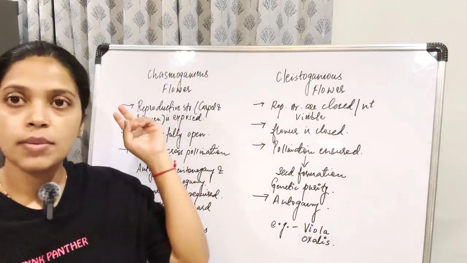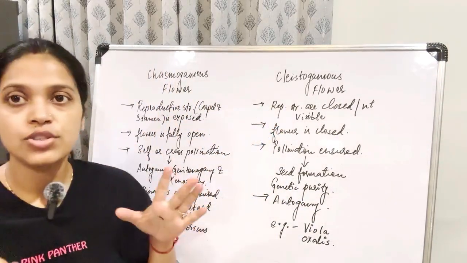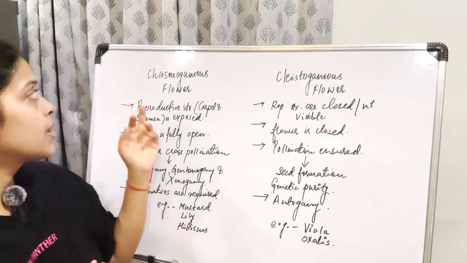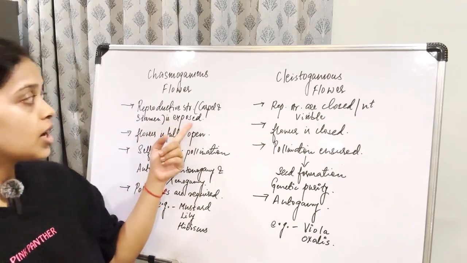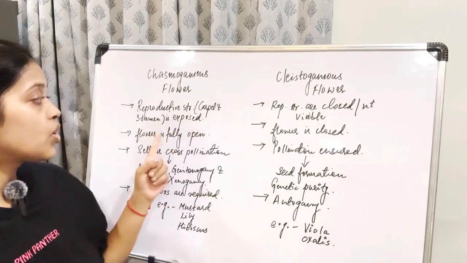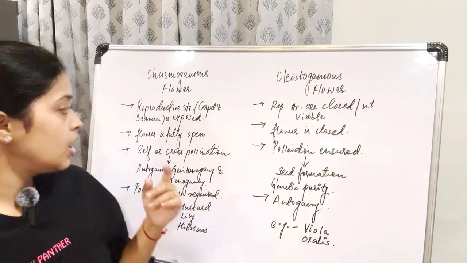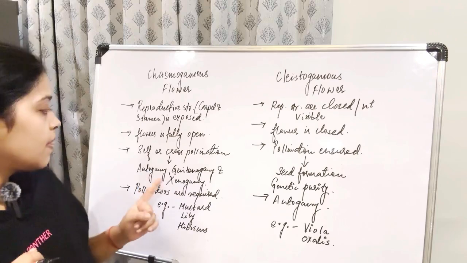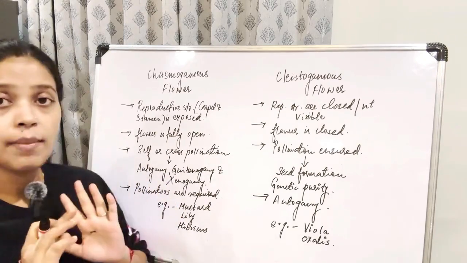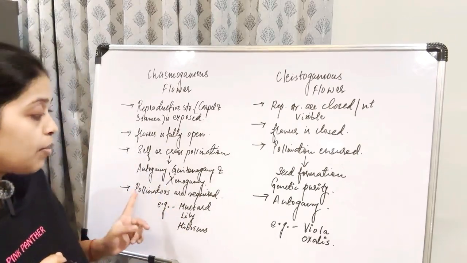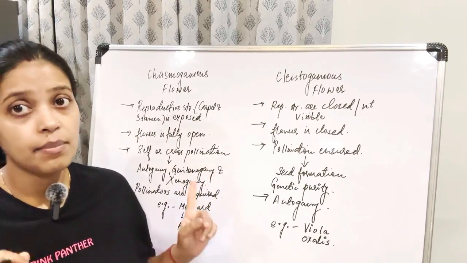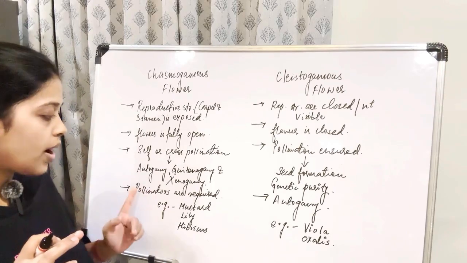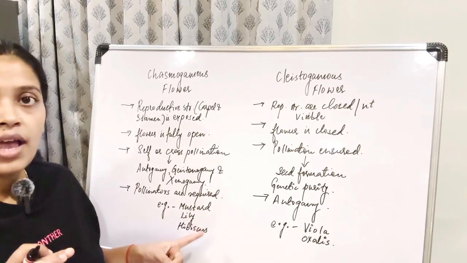So here we have talked about two different types of flowers based on whether they have an exposed or closed reproductive structure. We have Chasmogamous, where the reproductive structure is exposed because the flower is fully open. So here there is a possibility of self or cross pollination. Therefore autogamy, geitonogamy or xenogamy, anything can happen. The pollinators are required since there can be geitonogamy or xenogamy. Example is mustard, lily and hibiscus.